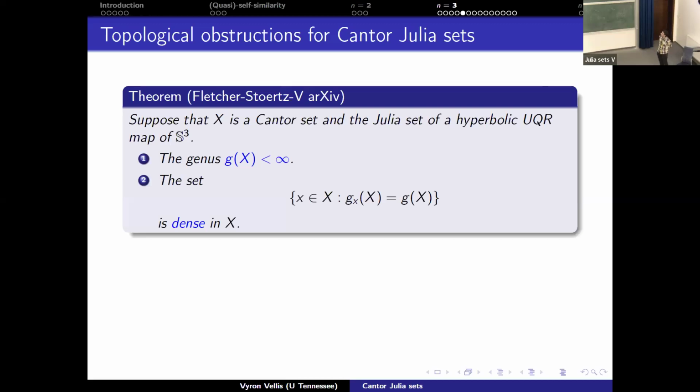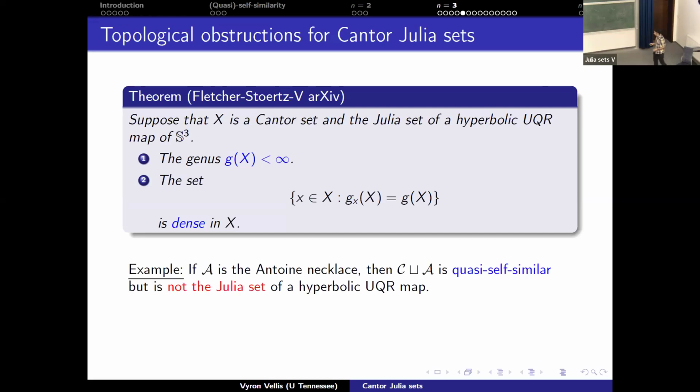It says that the set of points where the local genus is equal to the top genus must be dense inside the set. So what does this mean in practice? Well, let me give you two examples.